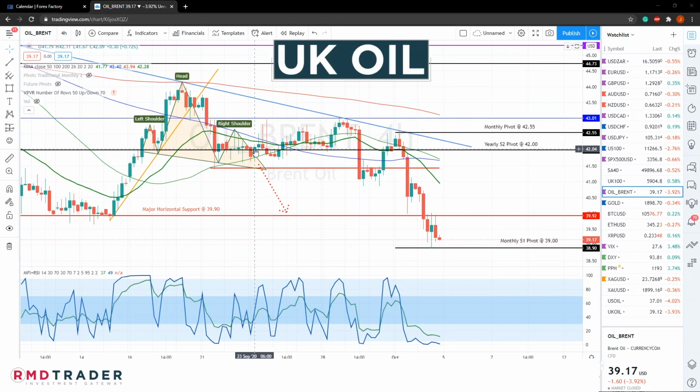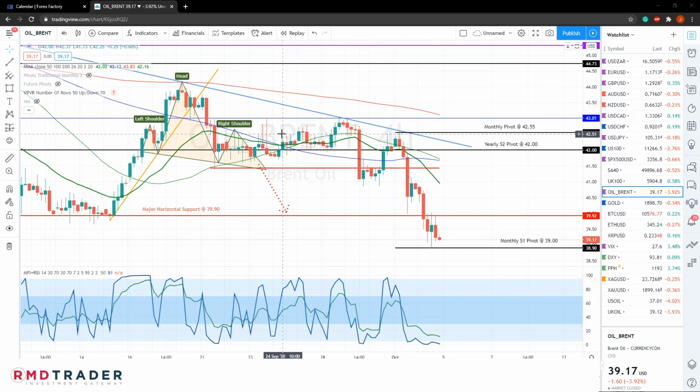Moving on to Brent crude oil. Last week we mentioned to keep an eye out on two levels. That would be the support level at $41.40 as well as the resistance level at 43. And we said that any break below that could set a larger move in play. And that is actually exactly what happened.